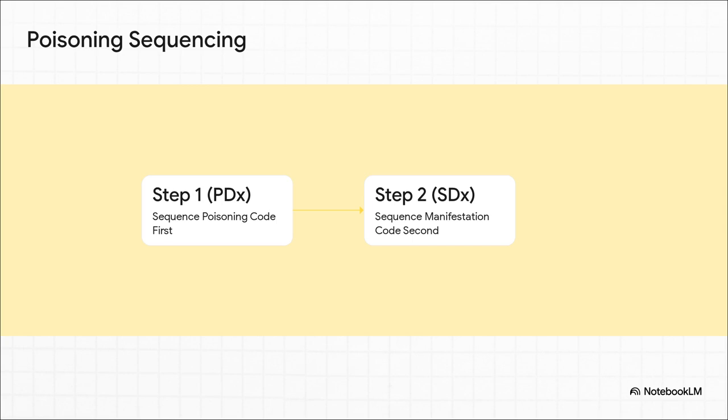You then follow that with the manifestation code second. So if a patient comes in with cocaine-induced chest pain, the poisoning is the root cause of the admission. Therefore, you sequence the cocaine poisoning first and the chest pain second. Make sense?